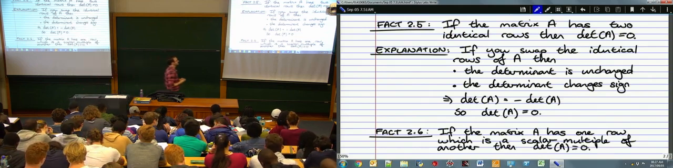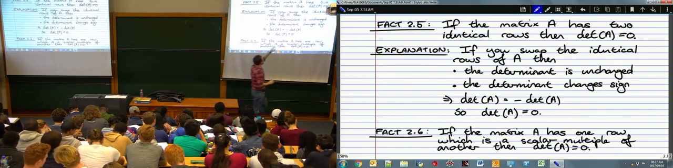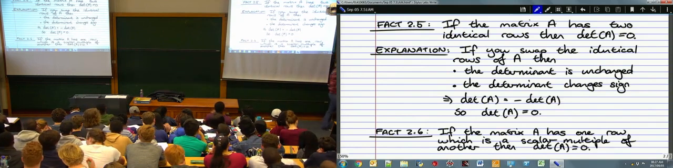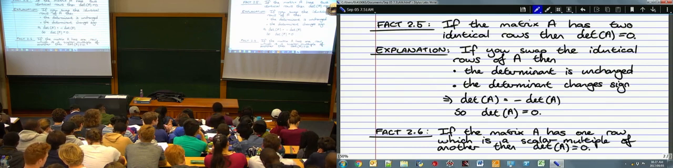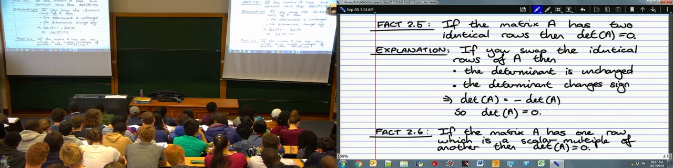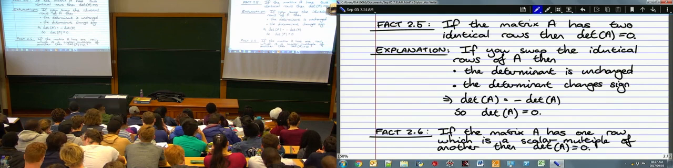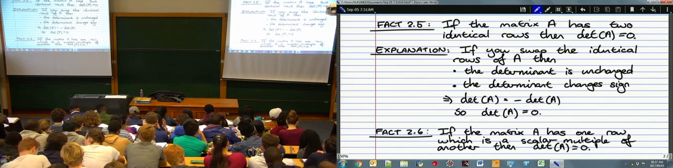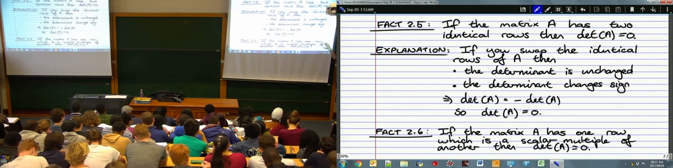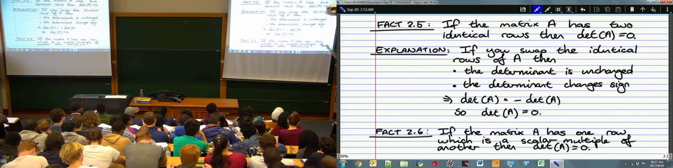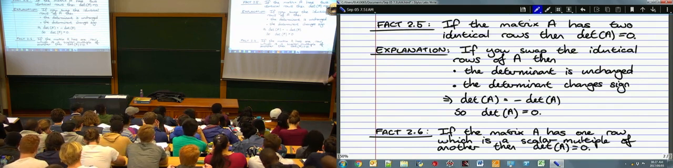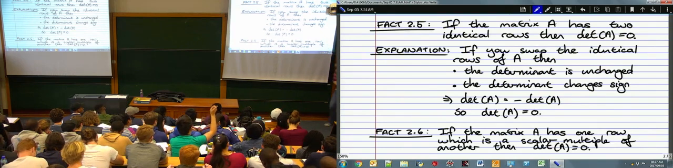So if your matrix A has one row which is a scalar multiple of the other, then the determinant of A is equal to zero. So this is a little bit more general than the thing we've just said. Over there, matrix A has two identical rows. Actually, they don't even need to be identical. It's enough that if one of the rows is a scalar multiple of the other row, then the determinant is equal to zero. Why is this true?